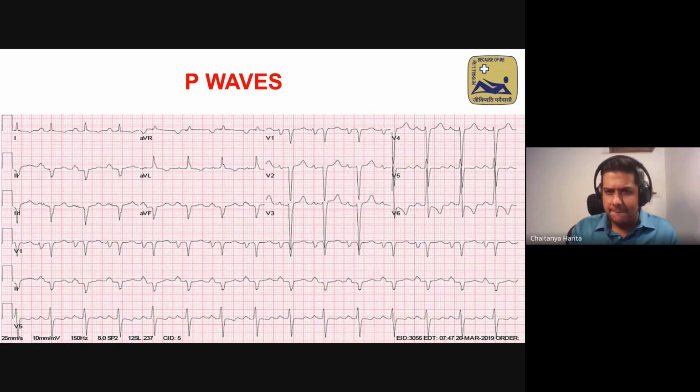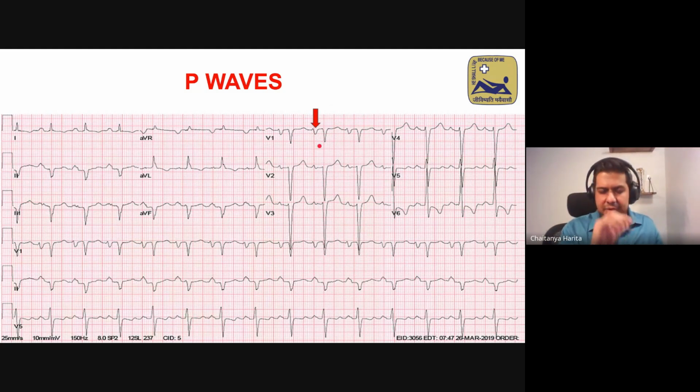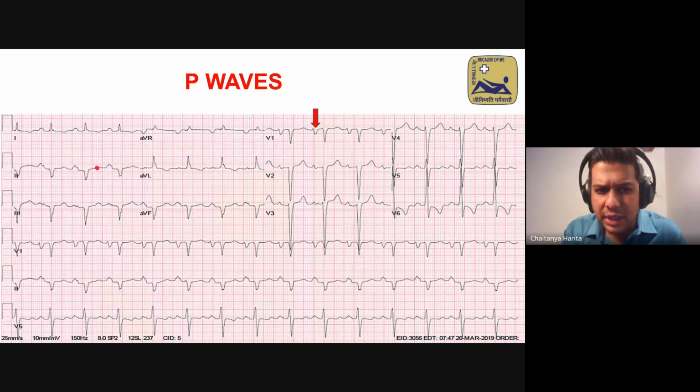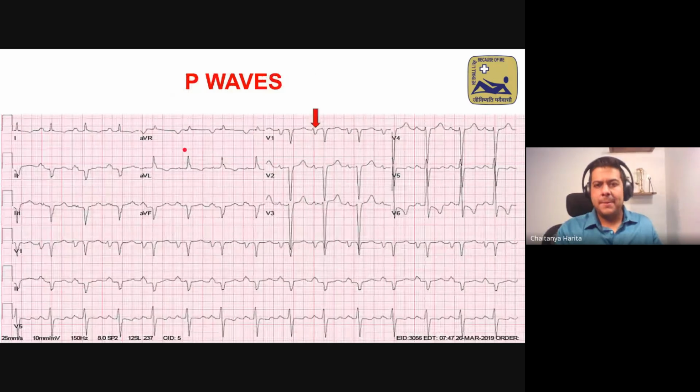Look at this particular one. Again, you can see that the negative deflection, which corresponds to the left atrial enlargement, is so prominent here. And if you look at it in lead 2 as well, it is more than 2.5 boxes in width. So you have left atrial enlargement looking like this.